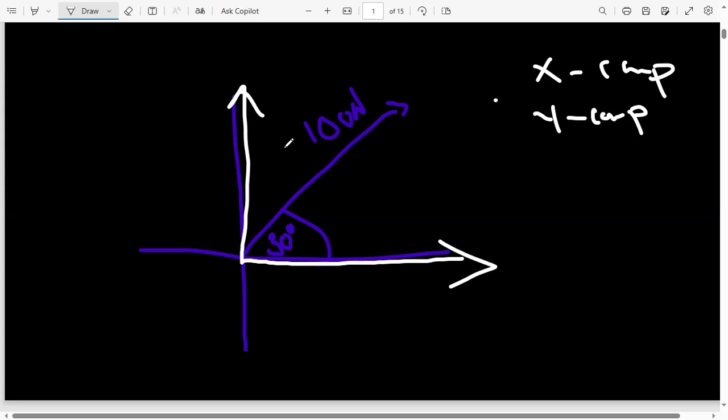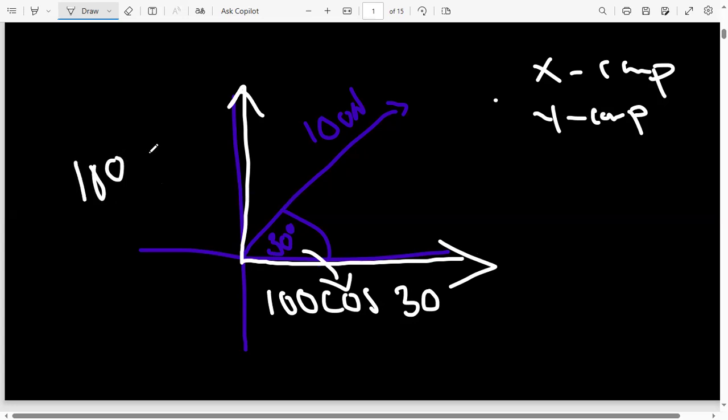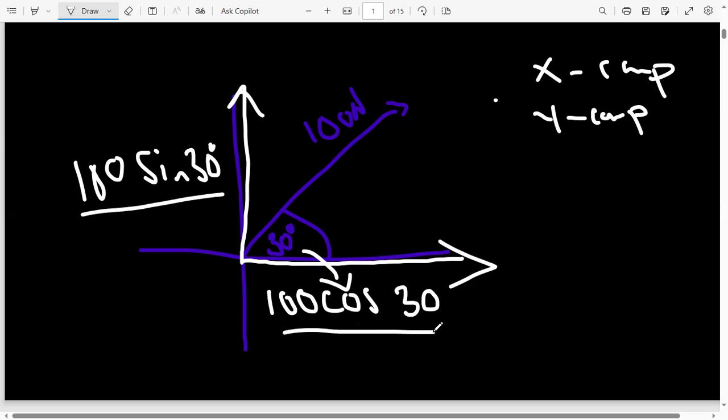We're just going to multiply this magnitude by cos of that angle. So this would be 100 cos 30. The component that has an angle between it and the resultant vector is the one that always has the cos. Then on this side, you see that we don't have any angle here. It's the one that takes the sine. So this will be 100 sine 30. So this here is the y component, and this here is the x component.